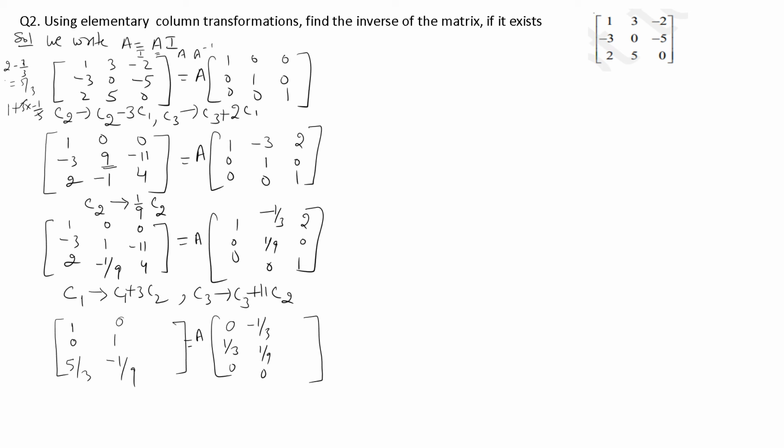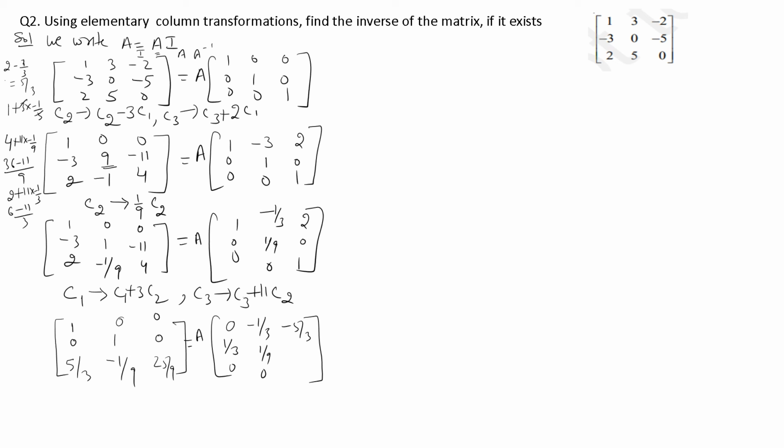So C3 plus 11 times C2, this C2. So 0 plus 11 times 0 is 0, minus 11 plus 1 is 0, and this is your 4, okay, plus 11 times minus 1 by 9. So this is 36 minus 11 by 9, that is 25 by 9. Here 2 plus 11 times minus 1 by 3. So this is 6 minus 11 by 3, that is minus 5 by 3.